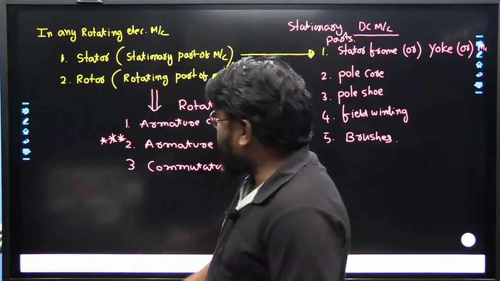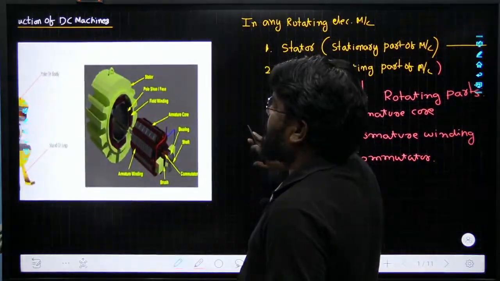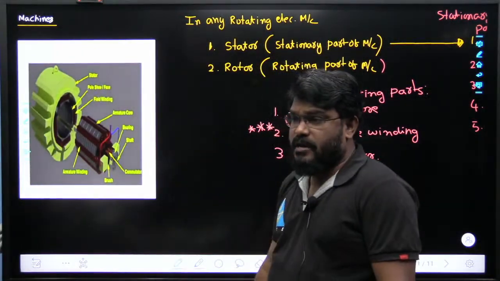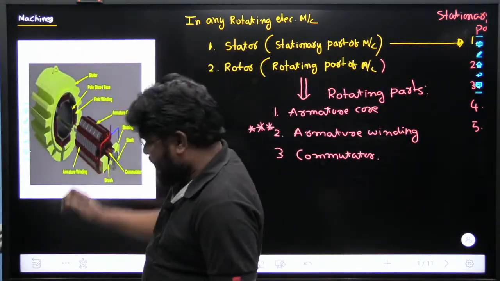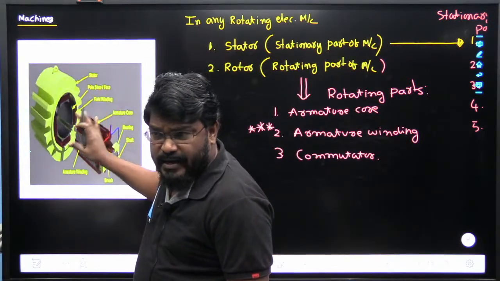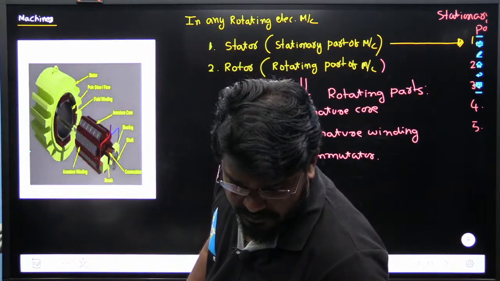Okay, so now coming here, we have one DC machine. Suppose this is our DC machine here. So in this case, is this part visible? Can you see this part?